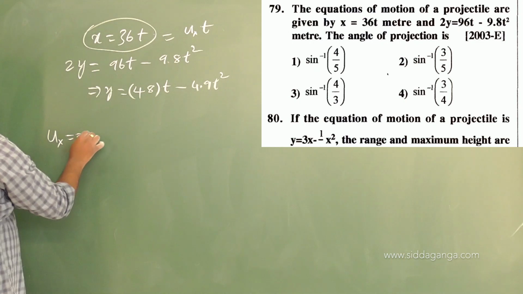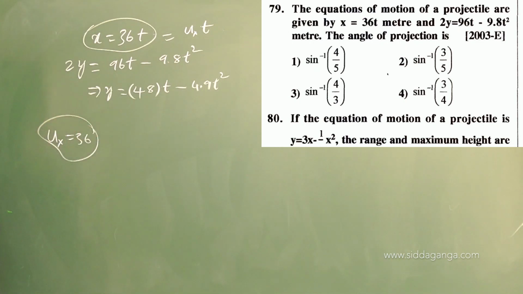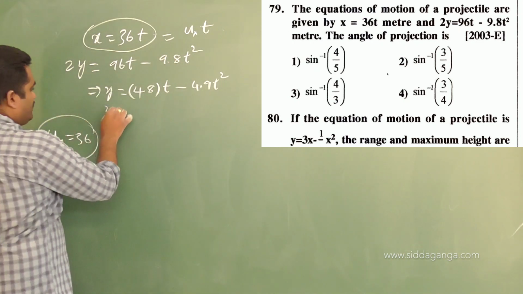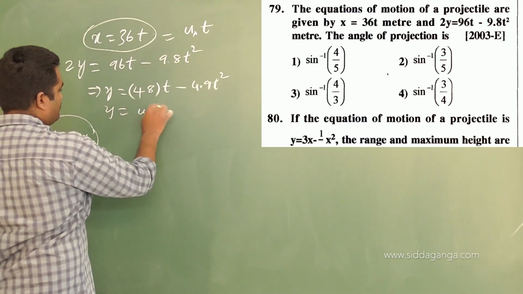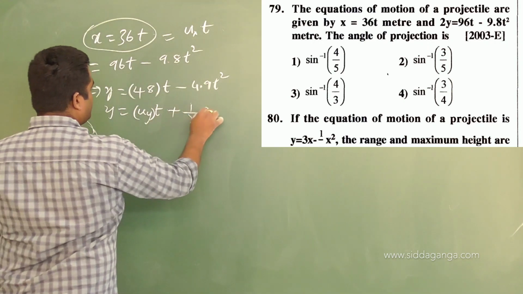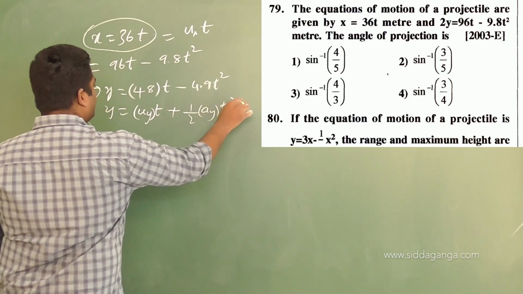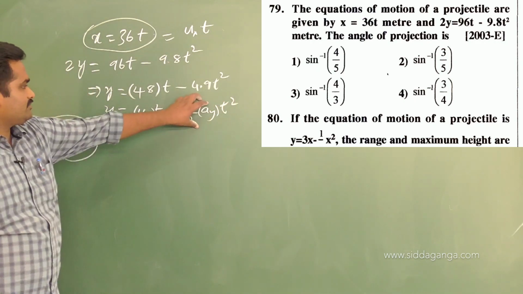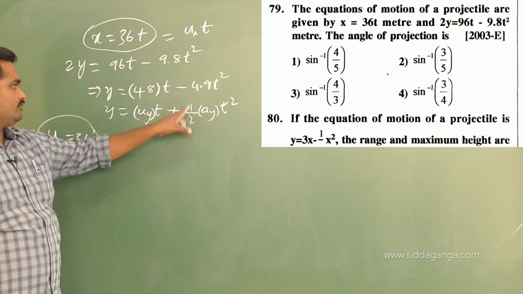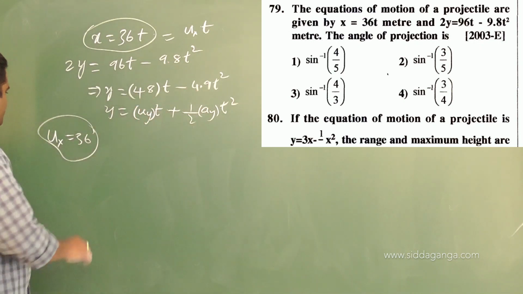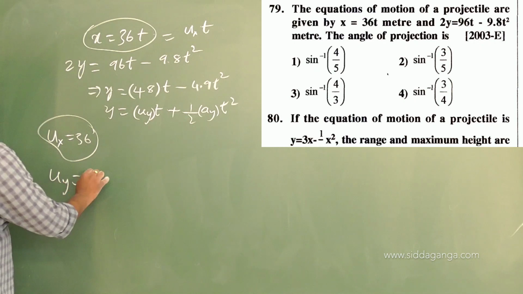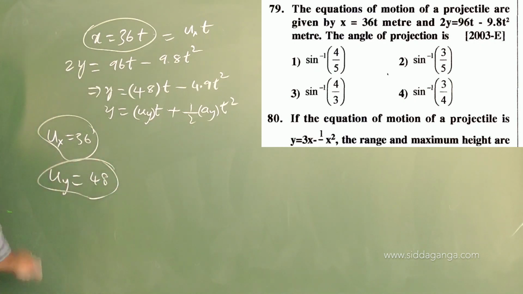Comparing that, what you will get? Ux is 36 meter per second. And you compare the same thing, y equals to what? Uy into t plus half ay into t square. Comparing this equation, half ay means minus 4.9, 9.8 by 2, 4.9 this is. And from this equation you can write uy is equal to 48 meter per second.